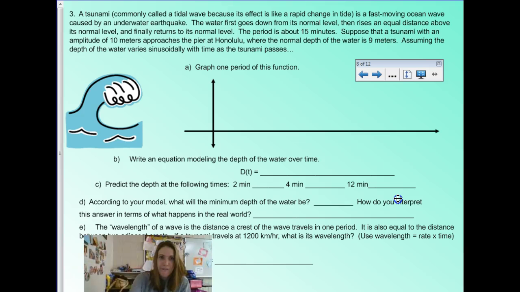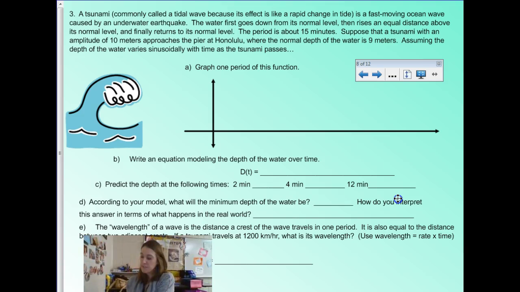Ocean currents. Fascinating. Okay, so a tsunami, a tidal wave, is like a rapid change in tide. And it creates those big, lovely waves that demolish towns. So it's a fast-moving ocean wave caused by an underwater earthquake. And the water first goes down from its normal level and then rises an equal distance above its normal level and then returns back to normal. So it definitely has a sinusoidal approach to it.